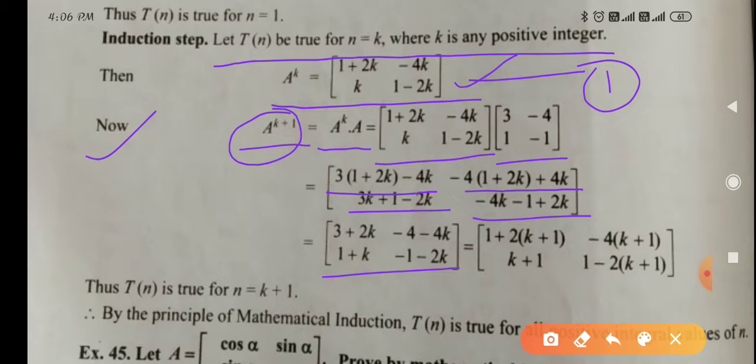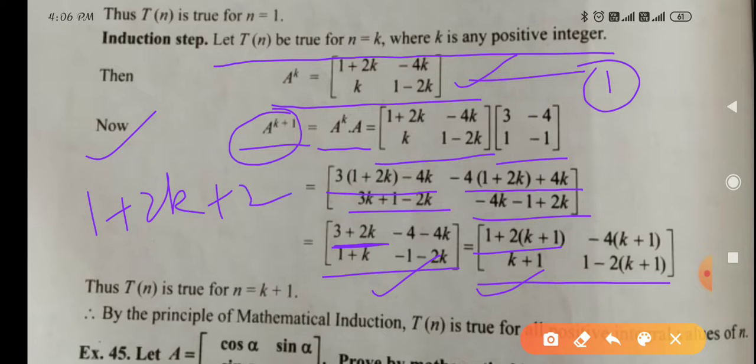Now what can be done here? You see this step and this step. 3 plus 2k can be written as 1 plus 2 into k plus 1. When you simplify it, 1 plus 2k plus 2 it will come, so it will become 3 plus 2k. So 3 plus 2k can be written as 1 plus 2 into k plus 1. In the same way, minus 4 minus 4k can be written as minus 4 common k plus 1. In the same way, 1 plus k you are writing as k plus 1, and minus 1 minus 2k you are writing as 1 minus 2 into k plus 1.